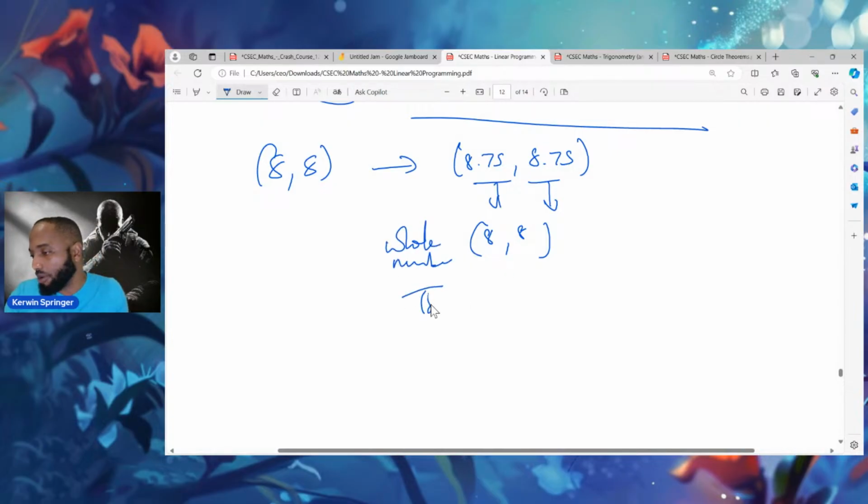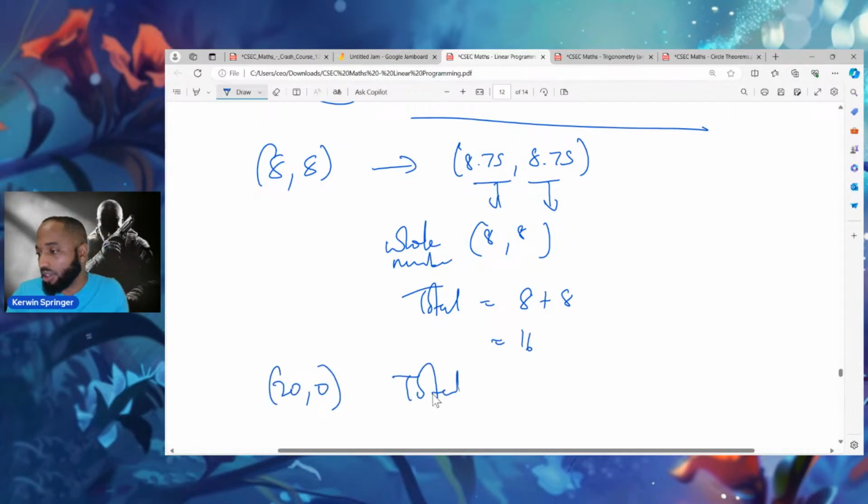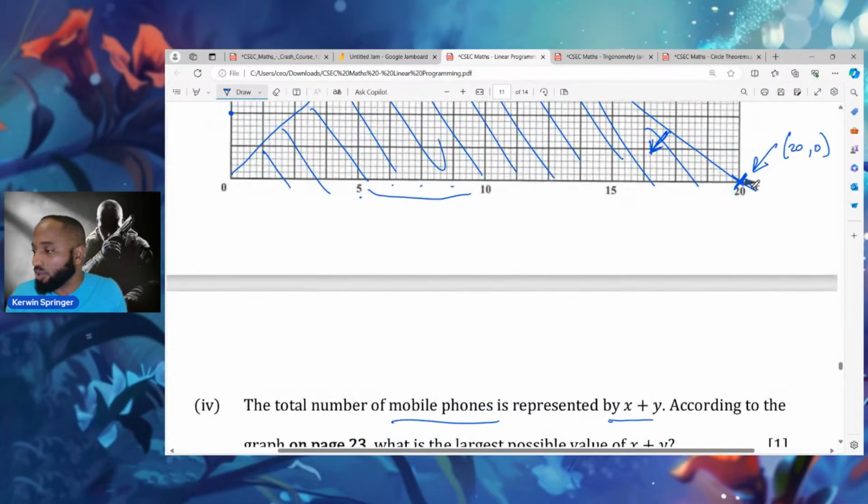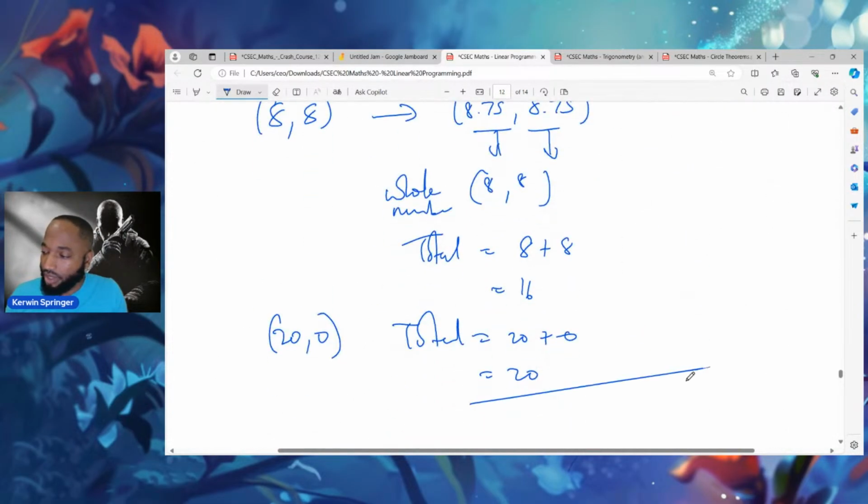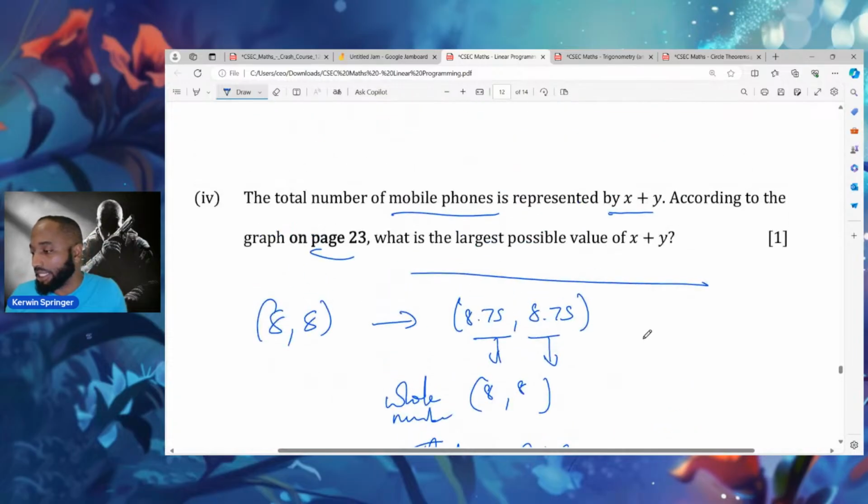So the total number of phones is 8 plus 8, which is 16 whole phones. And then in this case, you have 20, 0. So the total is 20 plus 0, which is 20. So the highest number of mobile phones that we could get is 20. 20 mobile phones is the answer.